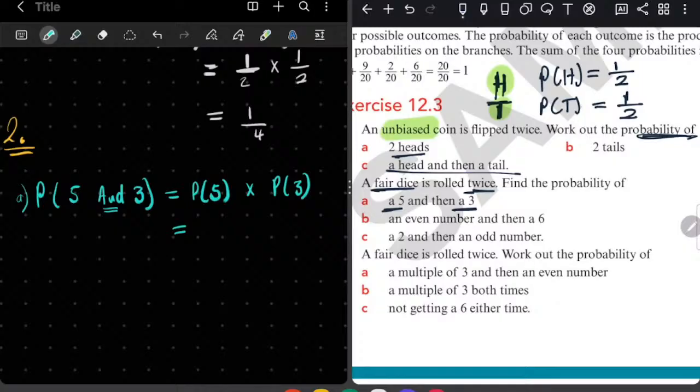What is the probability of a 5? How many faces have 5 on them? 1. Out of how many faces in total? 6. Times, what's the probability of a 3? 1. There's one face with a 3. Out of how many total? 6. So what is it going to be? 1 times 1, 1. Over 6 times 6, 36. Are we together, class? Okay. Well done.